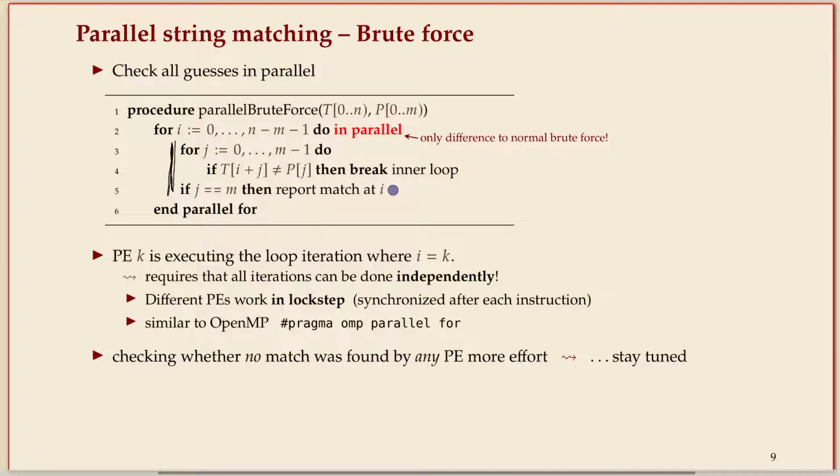The inner loop hasn't changed. So each individual processing element is getting some index i, a guess, and then it just goes through the pattern and checks if it matches all along. And instead of returning, I just say report a match at i. That's some vague intermediate stage. What we would really need is another step afterwards that collects the results. This is a problem we'll talk about later, so I'll leave that out.